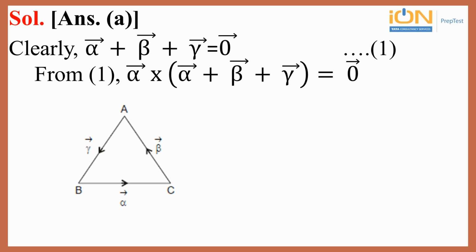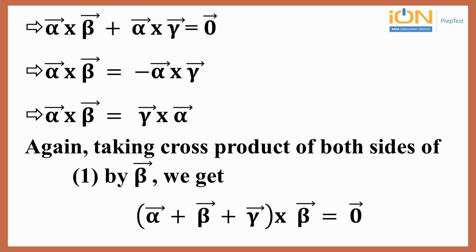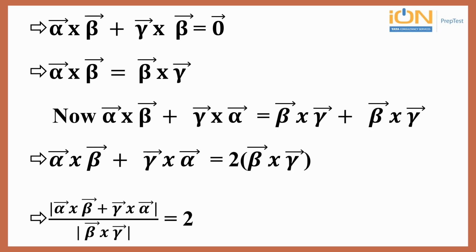We are given that alpha plus beta plus gamma is null vector. So we will cross multiply both sides with alpha bar from the left. We can observe that alpha, beta, gamma taken in order form the sides of a triangle. Now, on simplification, we have alpha cross beta plus alpha cross gamma equal to 0, since we have taken the cross product with alpha on both sides. Now we get alpha cross beta to be equal to gamma cross alpha. Again, taking the cross product on both sides of equation 1, that was alpha plus beta plus gamma equal to 0, with beta bar from the right, we get alpha cross beta plus gamma cross beta is equal to null vector.